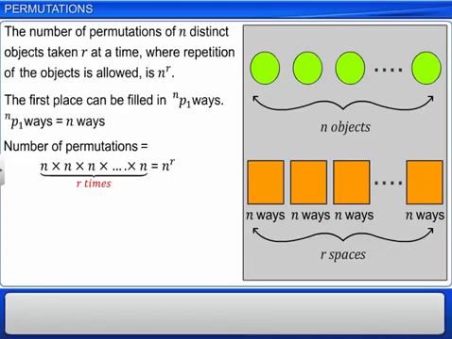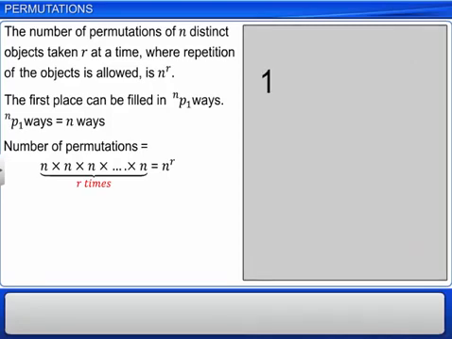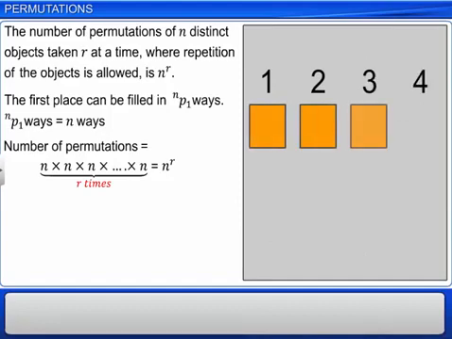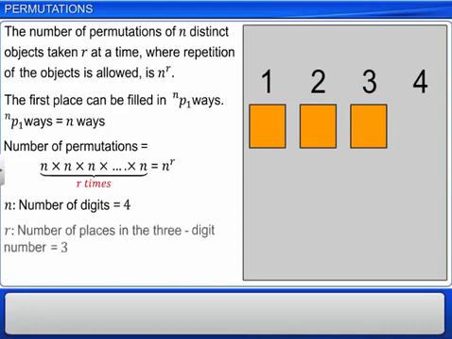As an example, let's take 4 digits, 1, 2, 3, and 4. The number of 3-digit numbers that can be formed with these 4 digits, when the digits are allowed to be repeated, can be calculated as shown. Here, n is equal to the number of digits, which is 4. r is the number of places in the 3-digit number, which is equal to 3. This implies that the number of permutations possible with the 4 digits, taken 3 digits at a time, is equal to 4 power 3, or 64.